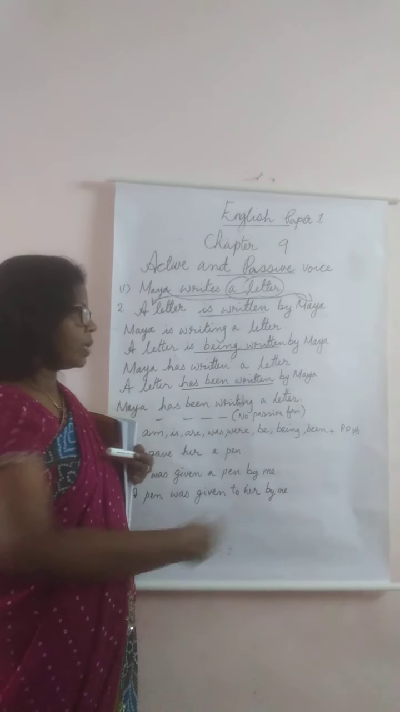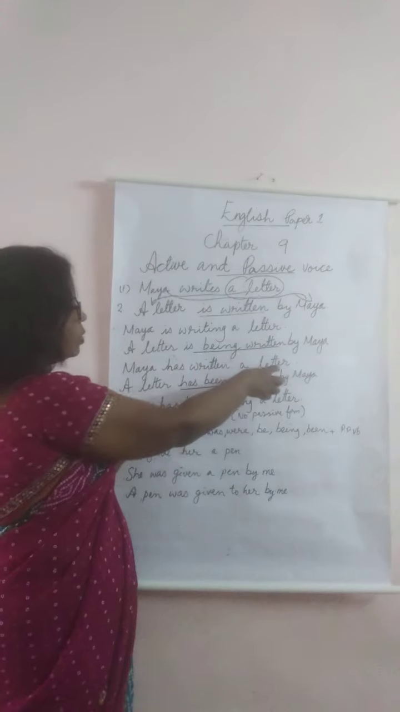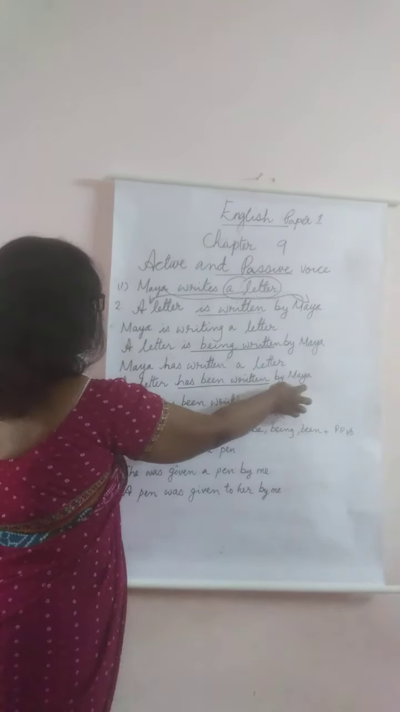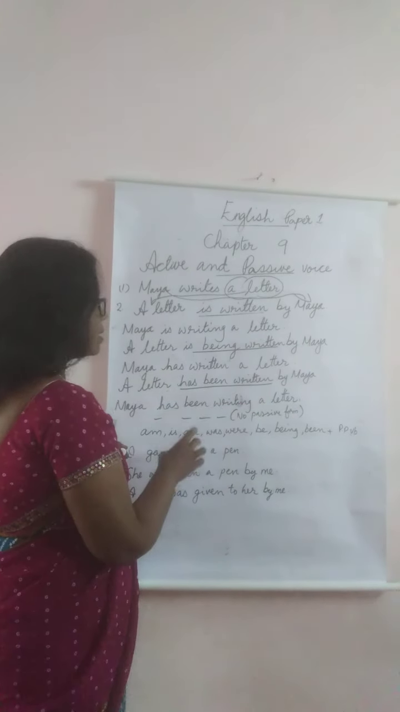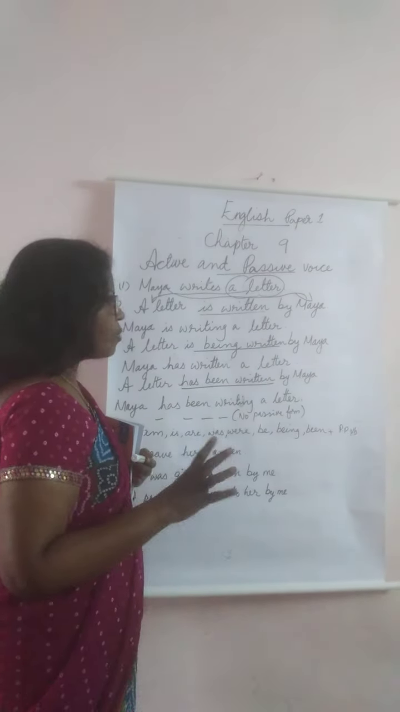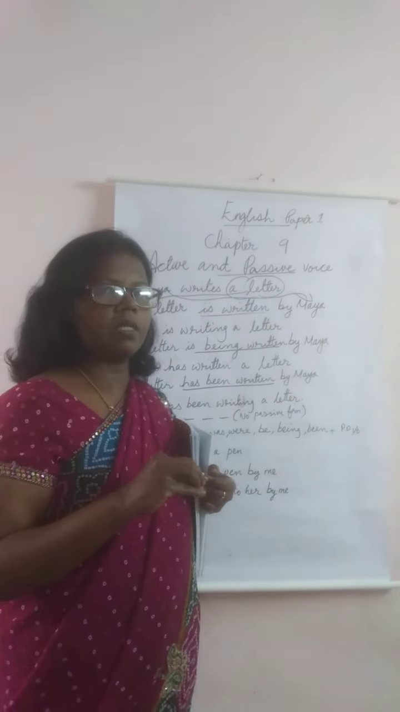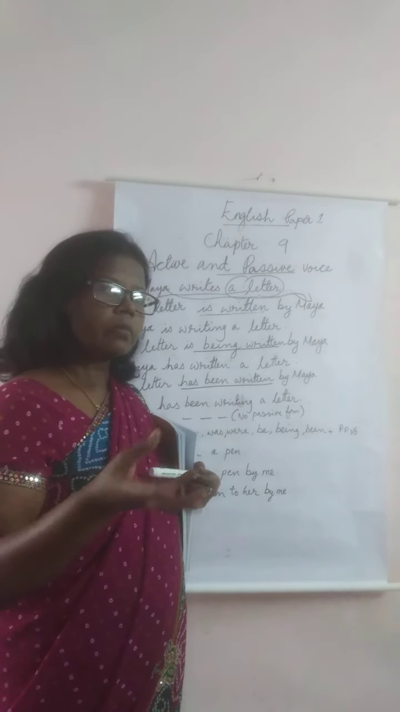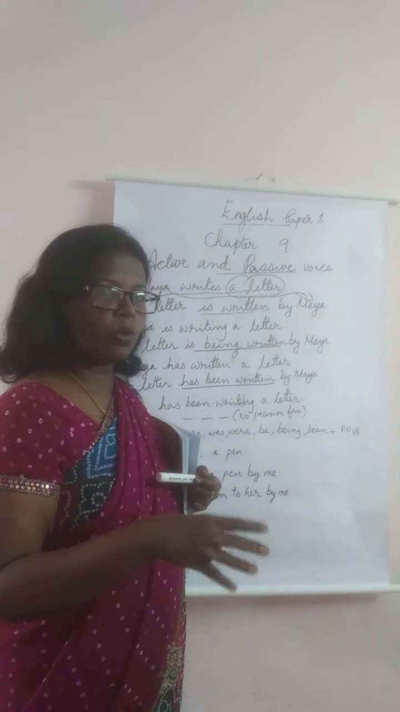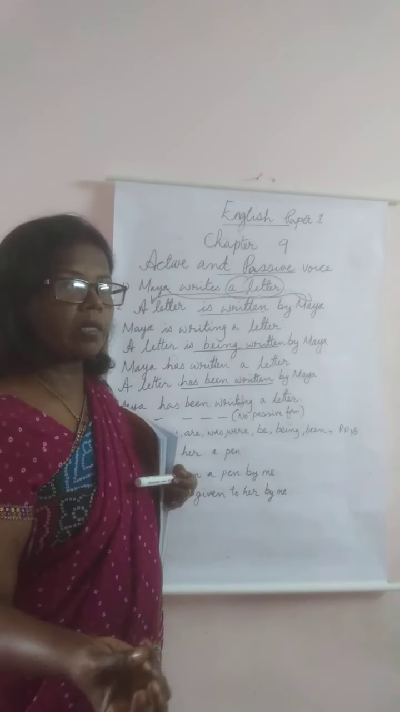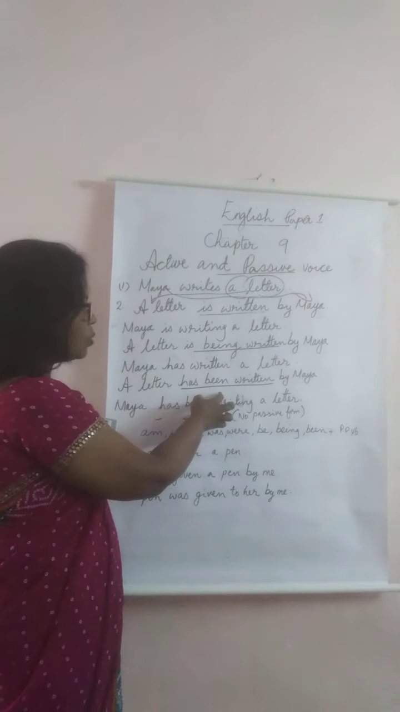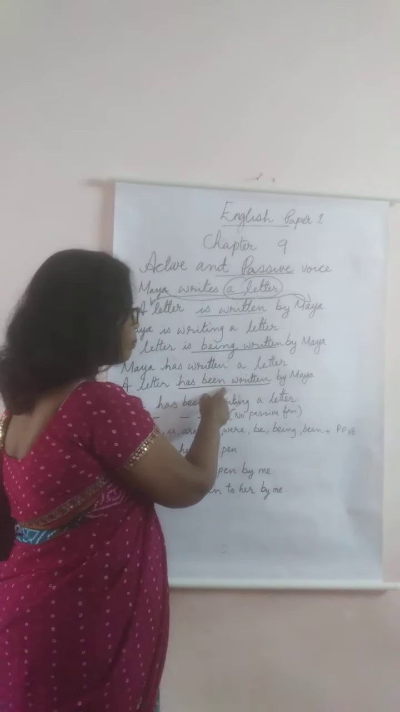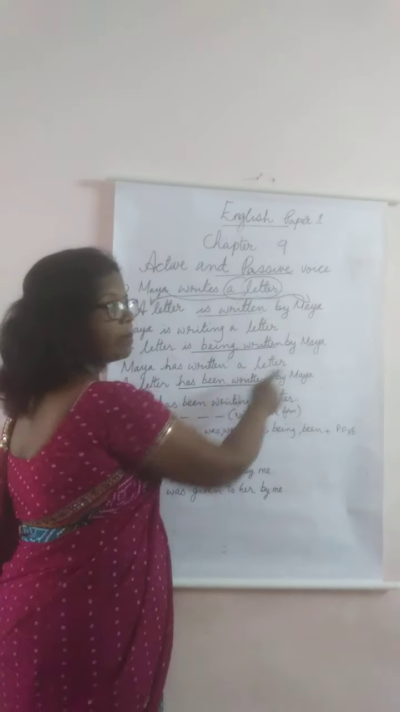Now, the first step we did. Letter. A letter. Then Maya, subject, became the object. And then this is perfect tense. So whenever you change the perfect tense, you have to use been. Even in the past perfect also, you have to use present perfect or past perfect or future perfect, you have to use this been. So a letter has been written by Maya.